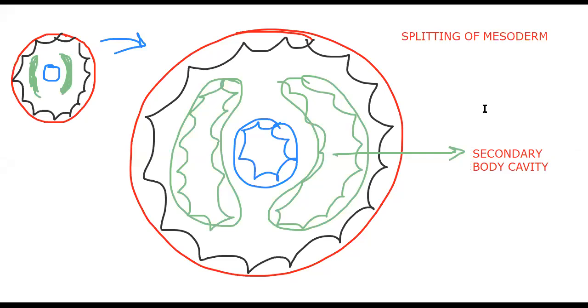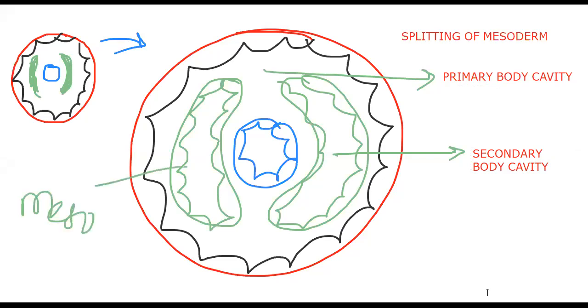Have you seen that there is still a primary body cavity? But soon it is going to be closed. A new body cavity has appeared. The earlier formed primary body cavity is there, but the new one is in the mesoderm. As I already said, I'm using the mesoderm from the beginning. This is mesoderm, mesodermal splitting.